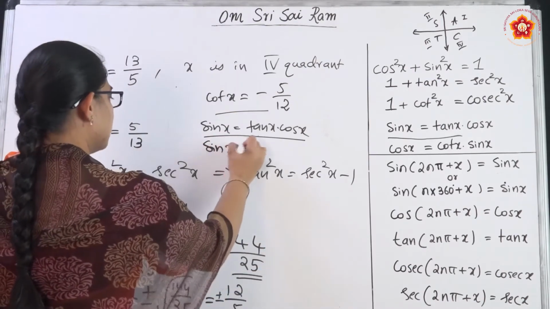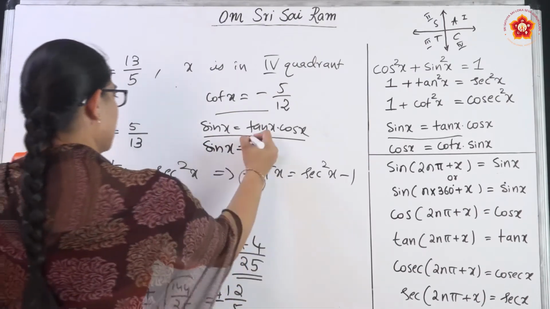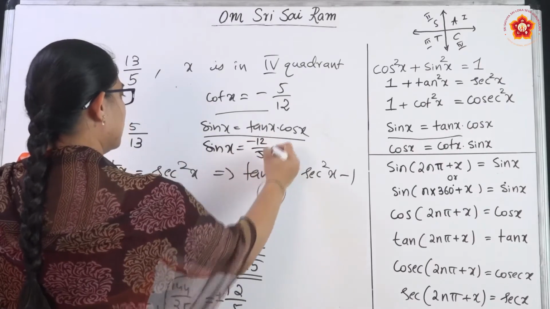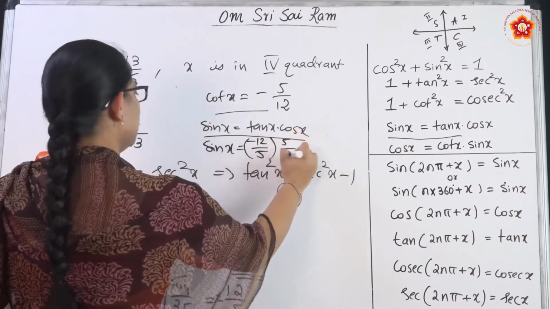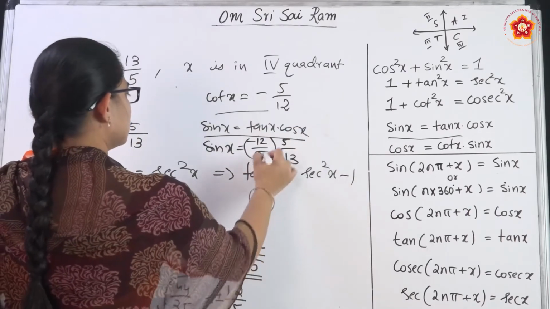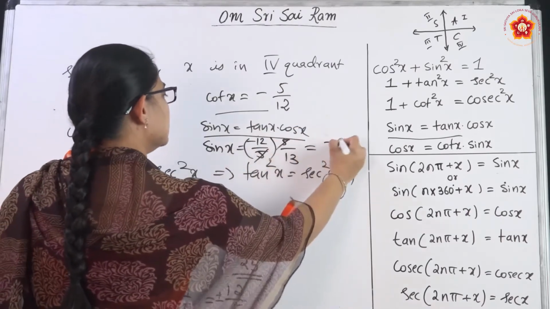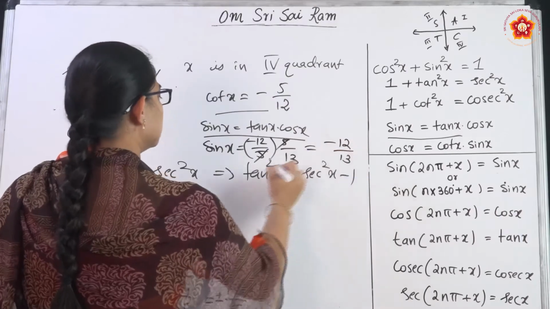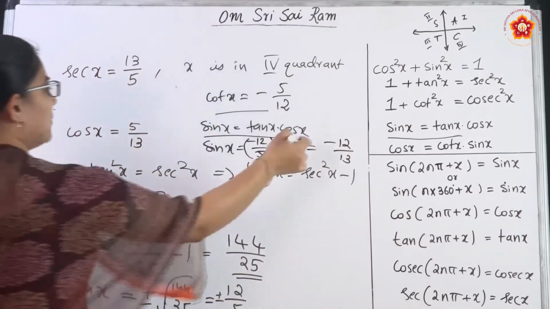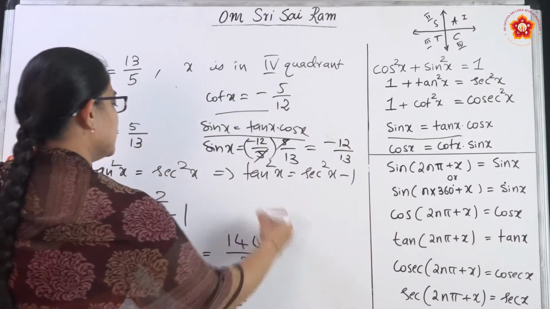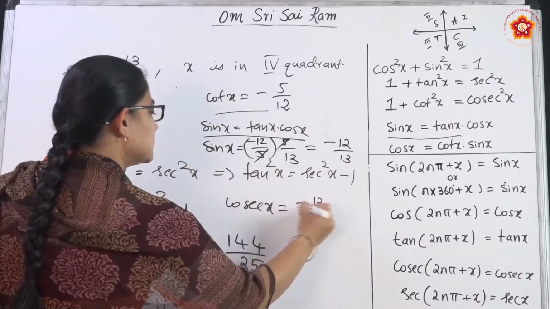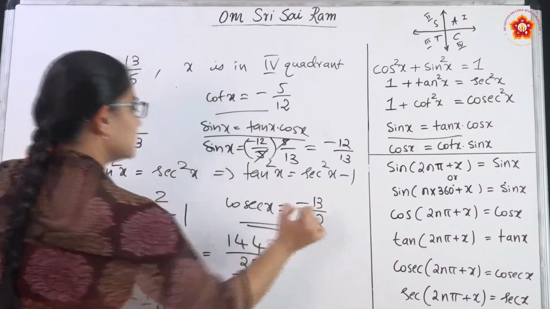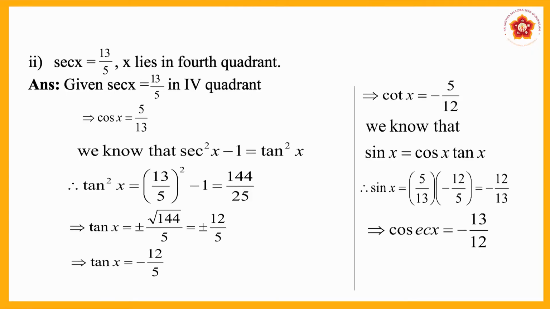So, sin x is equal to tan x, which is minus 12 by 5, and cos x is 5 by 13. So you get the answer minus 12 by 13. So sin x is minus 12 by 13. By using that, you will get the cosecant x as minus 13 by 12. Let us move on to the next problem.